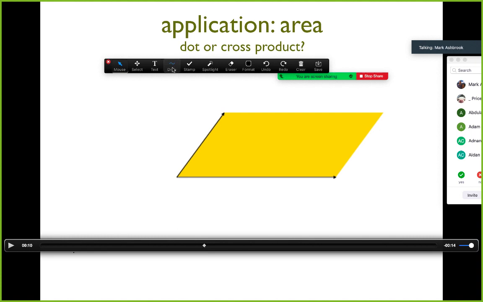Okay, so let's do the math and see how this relates to cross product. All right, we want the area of this parallelogram. If I call this vector B and this vector A, the area of a parallelogram, if you remember from your geometry, is base times height. We'll call this H for height. So I could take the magnitude of B, that would be my base, times this height, and that would give me this yellow area.